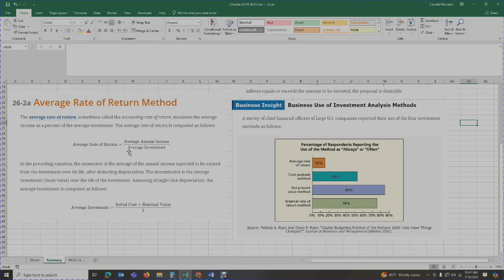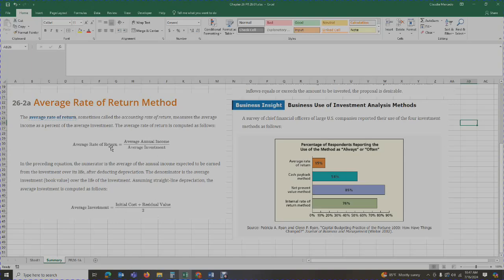Okay, now if you notice, we have average investment as a denominator. The numerator is the average of the annual income expected to be earned from the investment over its life after deducting depreciation. The denominator is the average investment, that's the book value, over the life of the investment. Assuming straight line depreciation, the average investment is computed as follows.